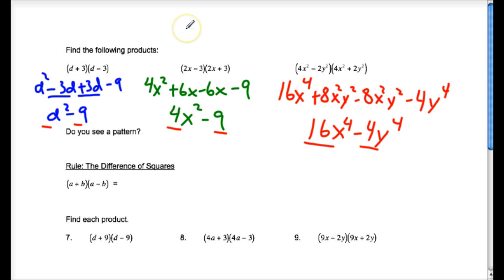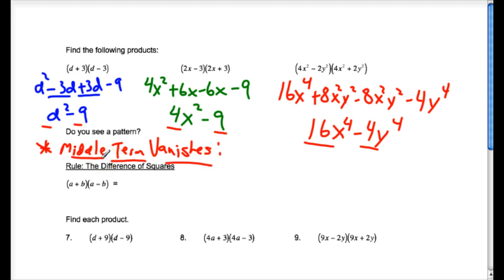Perfect square binomials? No, that's not what they're called. They have a name, but we're going to get there. So why would the middle term vanish? I think you all caught on to that right away. The middle term vanishes whenever you have this situation: it's the same binomial, but one of them is positive, one is negative.